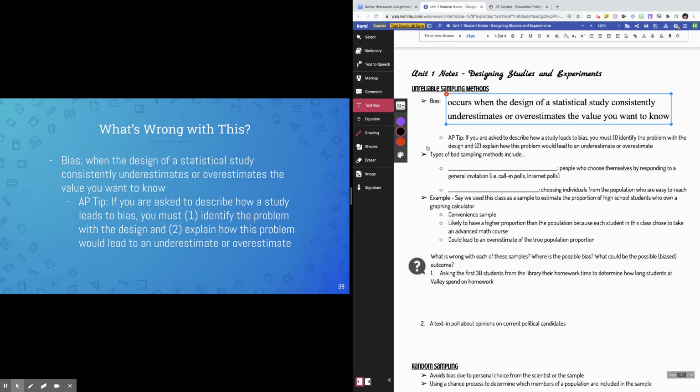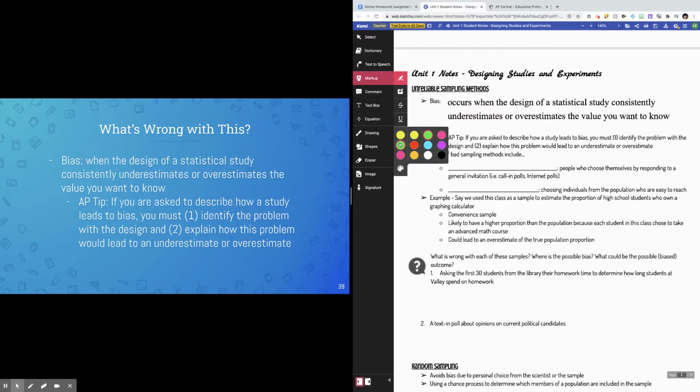Okay? And my AP tip here, this comes directly from the AP people, is that if you are asked to describe how a study leads to bias, you have to do 2 things. You must identify the problem with the design. So tell us where the statisticians went wrong or the designers went wrong, and then explain how this leads to an underestimate or an overestimate. Okay. So basically, tell us what the problem is, and then tell us why or how it's a problem.